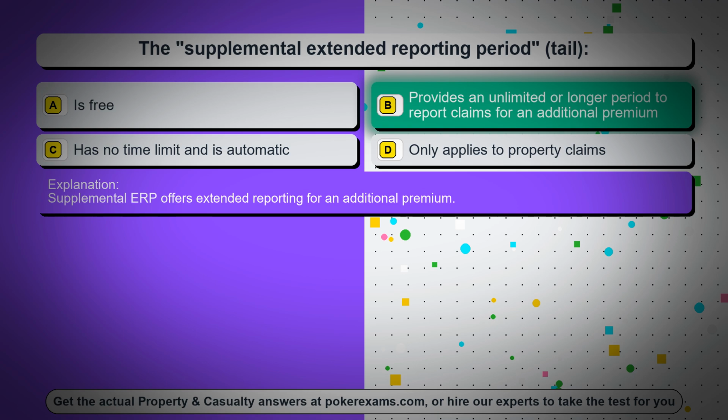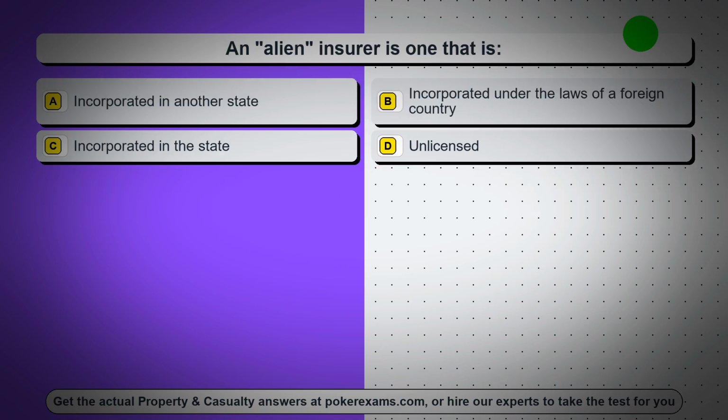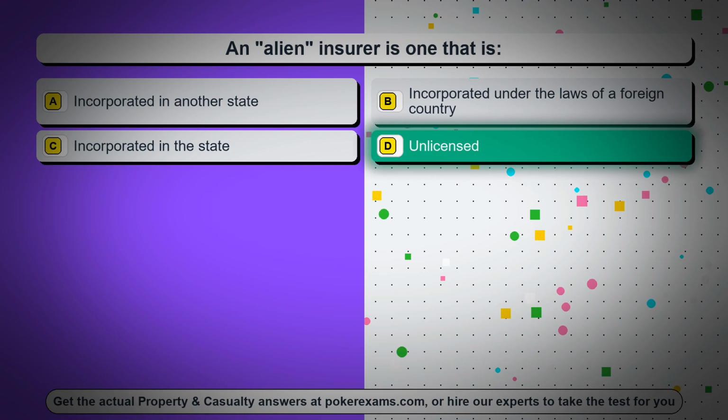Supplemental ERP offers extended reporting for an additional premium. Question 85. An alien insurer is one that is: option A, incorporated in another state; option B, incorporated under the laws of a foreign country; option C, incorporated in the state; option D, unlicensed. The correct answer is option D, unlicensed.